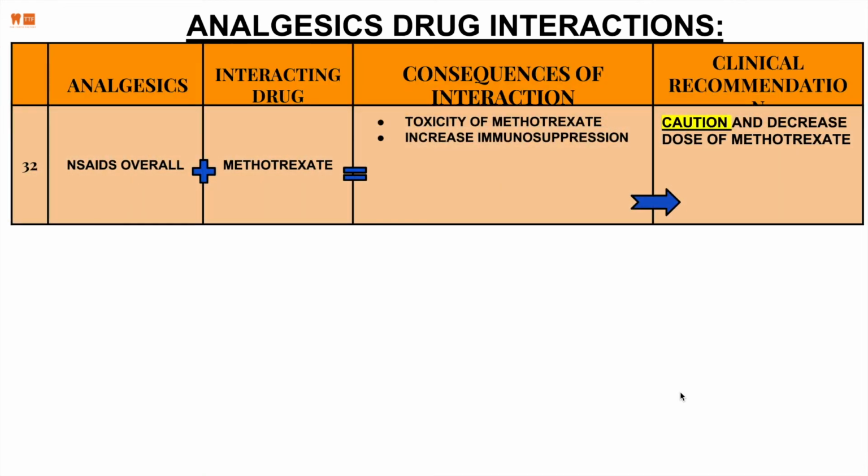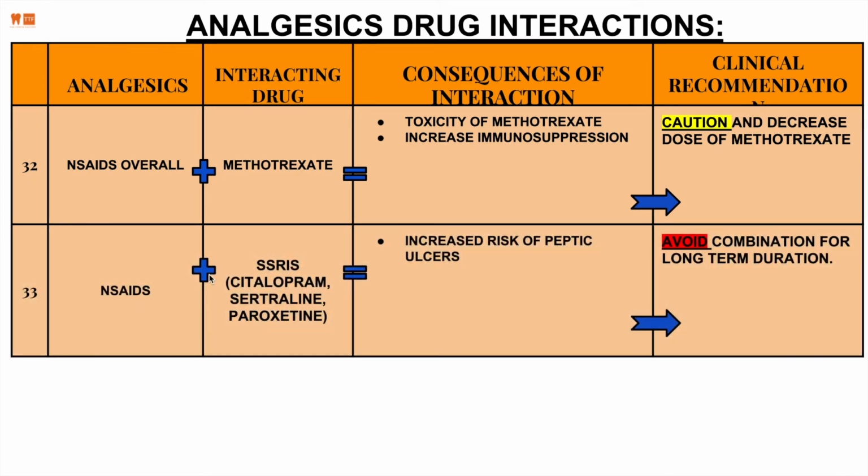Next one. NSAIDs overall with methotrexate. I know we've seen this before, just like lithium, it's just a repetition, right? Toxicity of methotrexate increases immunosuppression. Therefore, we should be cautious and decrease the dose of methotrexate. NSAIDs plus selective serotonin reuptake inhibitors, such as citalopram, sertraline, and so on, cause increased risk of peptic ulcers. Remember, NSAIDs are highly associated with peptic ulcers, therefore we avoid combination of long duration NSAIDs and SSRIs.